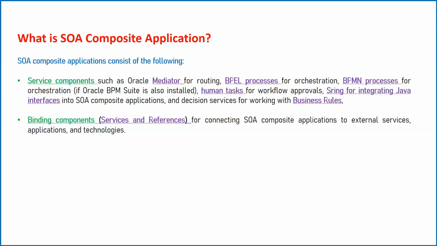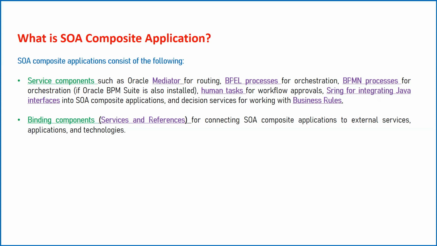Okay, so that means in SOA we have two kinds of binding components. One is services, to receive the data in the SOA composite application, and the other is references, to send that data to the downstream applications. So altogether, in a nutshell, we can say that in a SOA composite, we have two components.